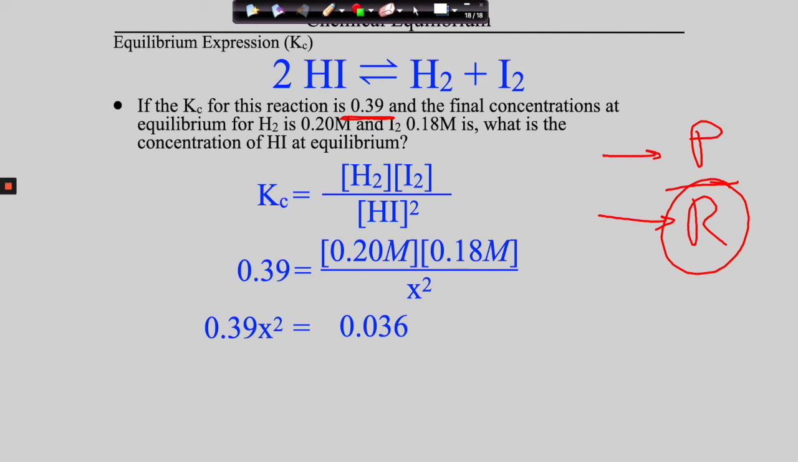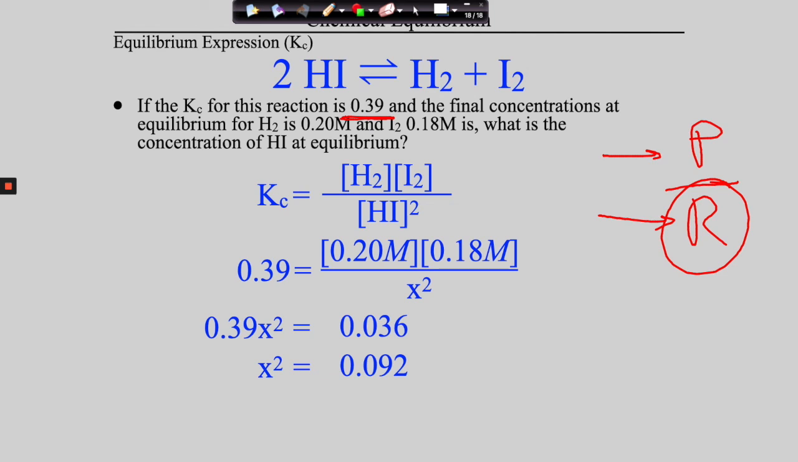Now, guys, notice we dropped the units. You don't need to track units through your calculations. You just need them at the end. So, guys, we've got 0.036. Now, how do we get closer to solving this for x? Well, we're going to divide both sides by 0.39. So divide the left by 0.39 and it cancels. Divide the right by 0.39 and we end up with 0.092.